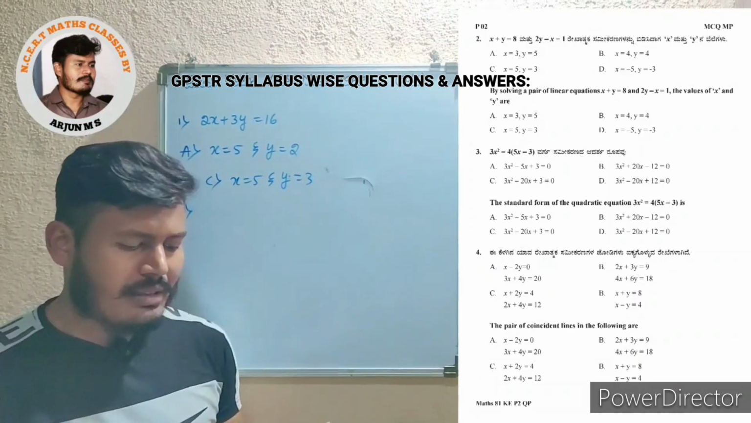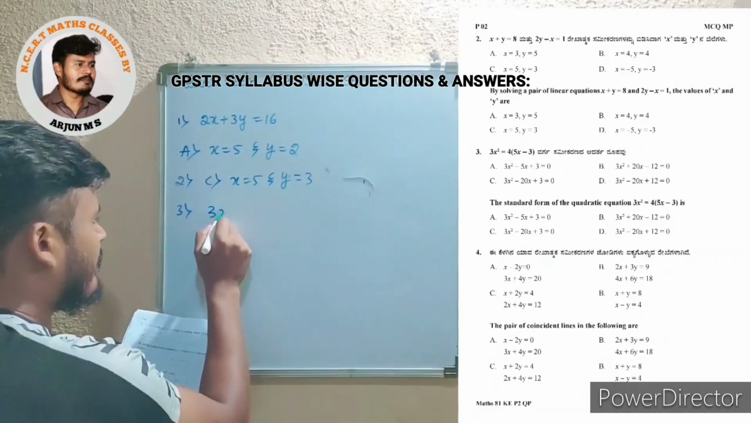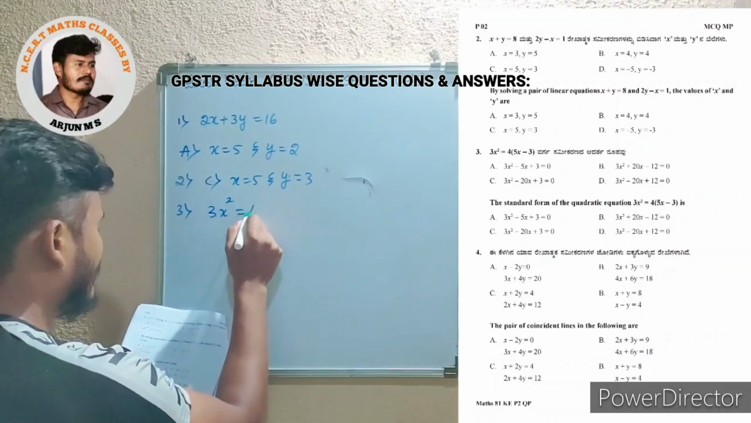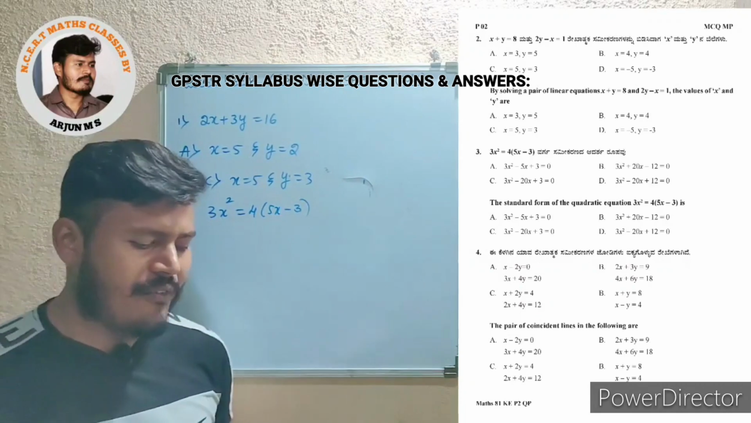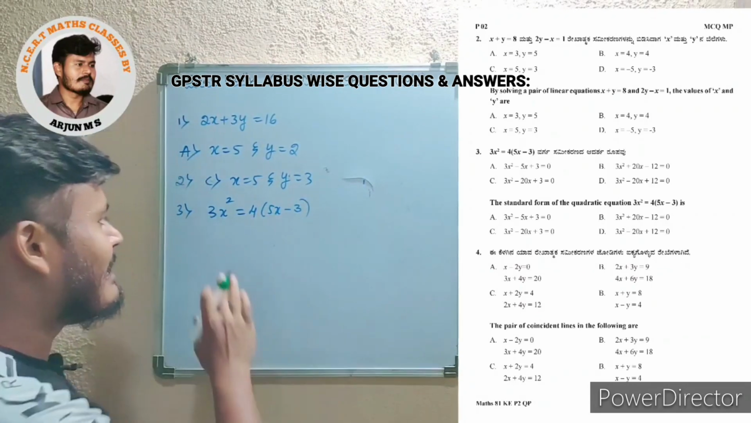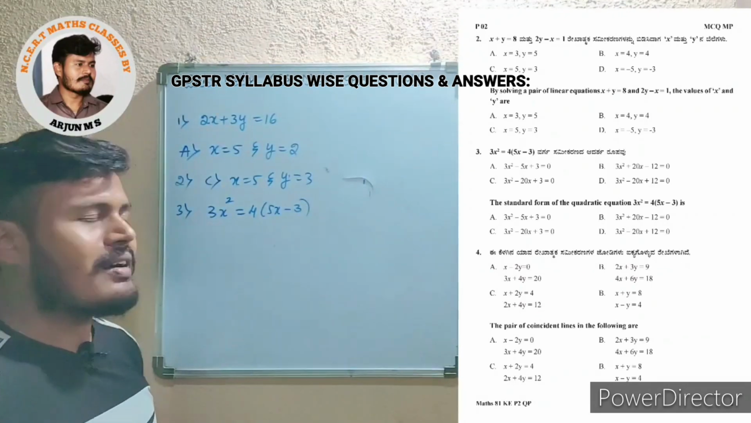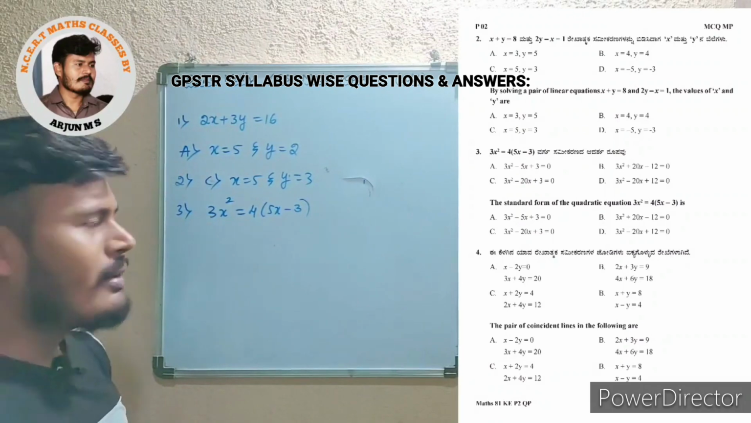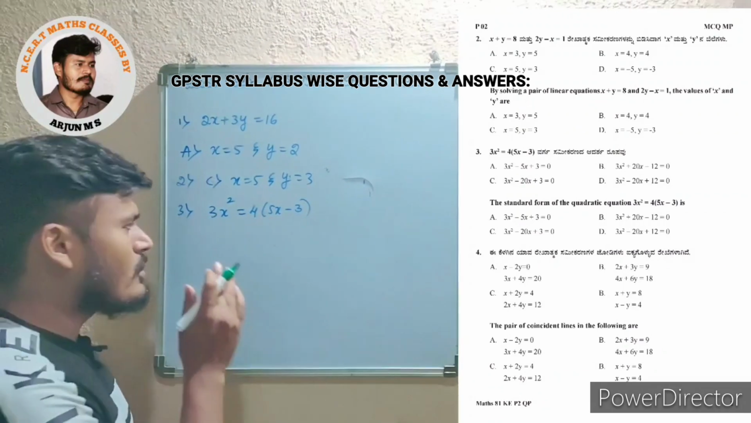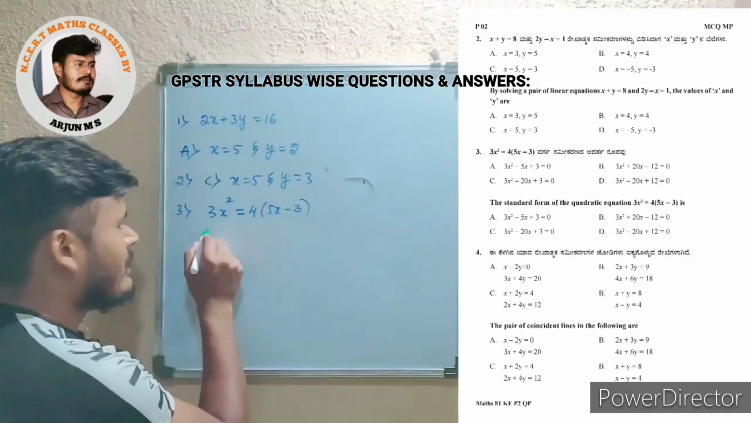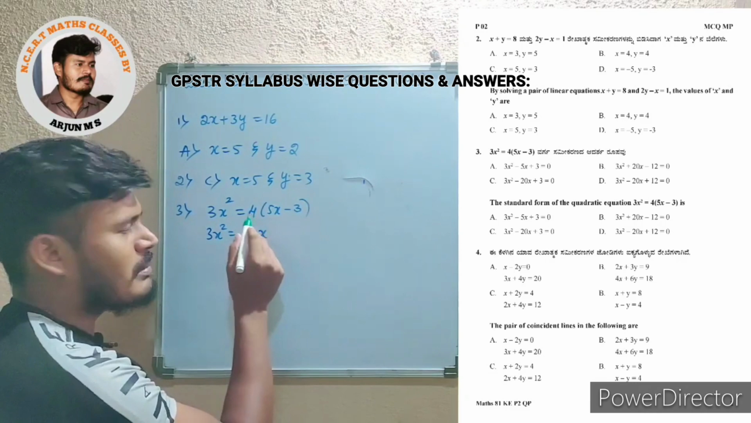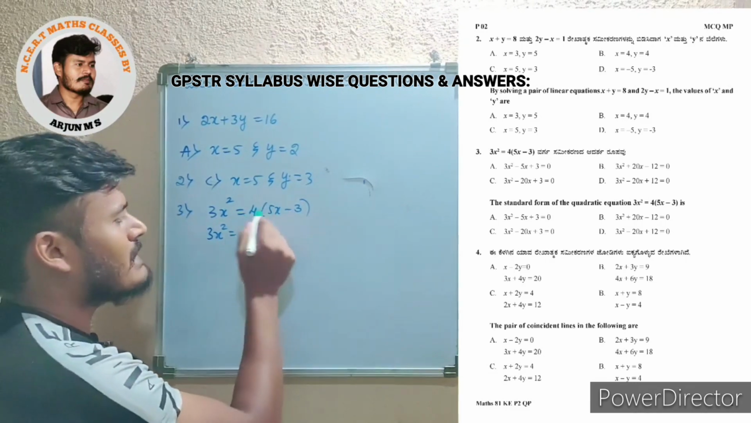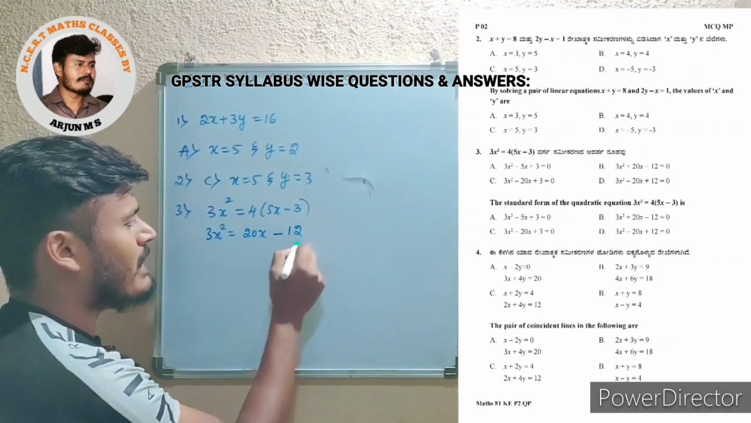Now we are moving on to the third question. 3x square is equal to 4 of 5x minus 3. They are asking you for the standard form of the quadratic equation 3x square is equal to 4 of 5x minus 3. You just observe here, we have to simplify the RHS first. 3x square is equal to 4 fives are 20x, that means 4 into 5x, plus into minus, minus 4 threes are 12, right?